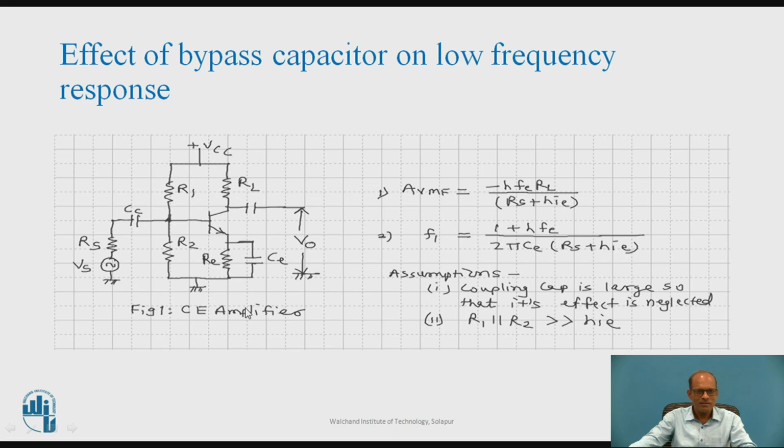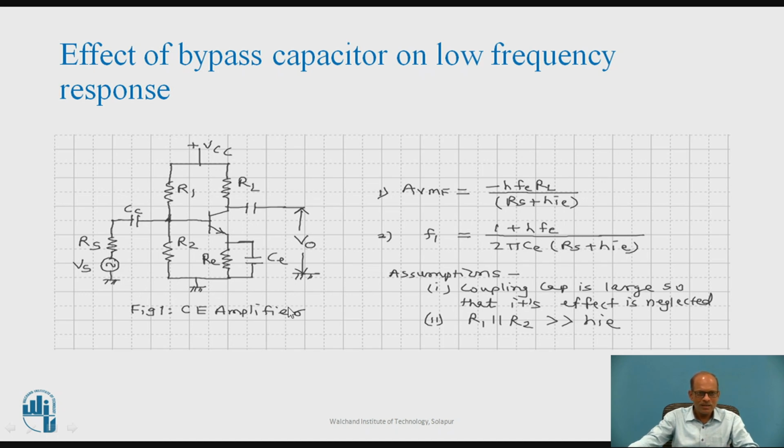So figure 1 is a common emitter amplifier using BJT. R1, R2 and RE are the biasing resistors. Voltage divider bias is used. RL is the load resistance. CC is the coupling capacitor and CE is a bypass capacitor as shown, and output is taken from the collector through another coupling capacitor. The function of the coupling capacitor is to block the DC and pass the AC, and the input is Vs in series with Rs, that is the signal source as shown.